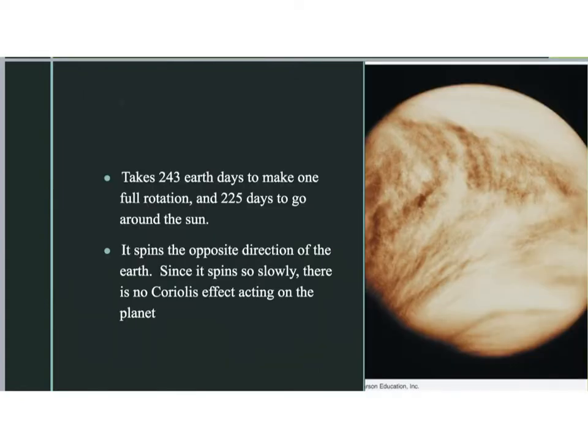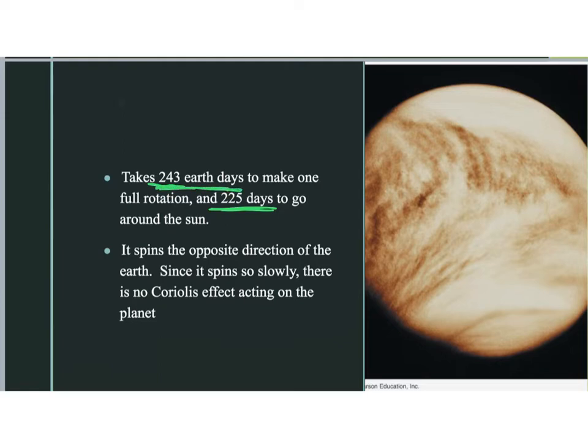It takes 243 Earth days to make one full rotation. So a complete day and night cycle on Venus is 243 Earth days, but it takes 225 days to go around the sun. So it's kind of interesting how it's actually fewer days for what you would consider a year on Venus than it would be what you would consider a day and a night cycle on Venus.